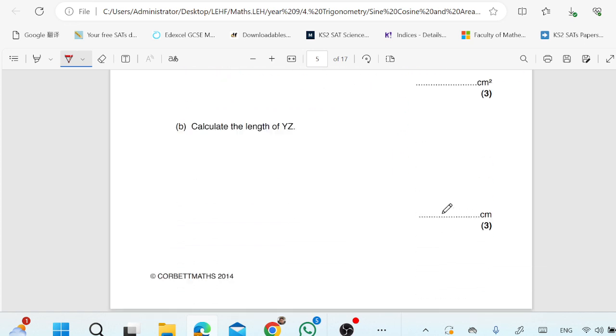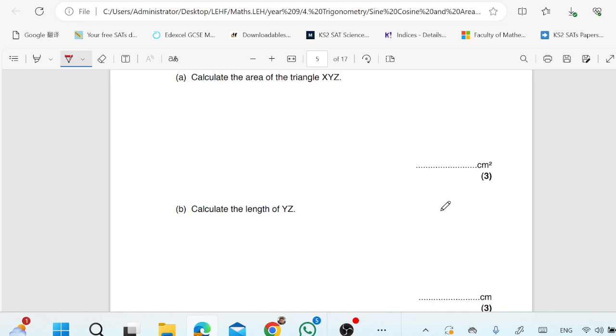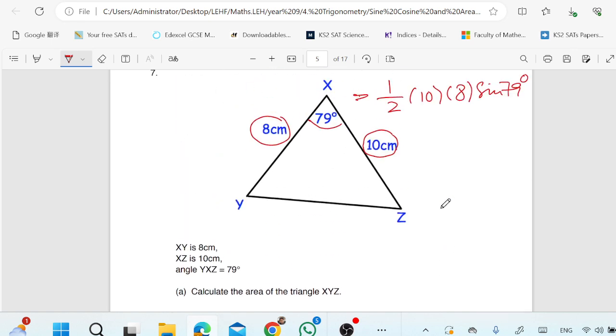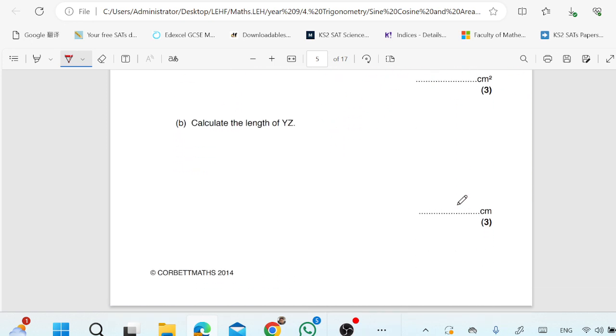Then calculate the length of YZ. Here you can use the cosine rule. So the length of YZ will be equal to the square root of 10 square plus 8 square minus 2 times 10 times 8 times cos of 79 degrees. This will give you the length.